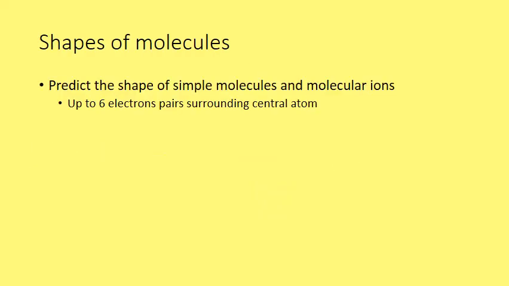So that's it for this video lesson. A lot of memory work involved, I'm afraid, but you just got to get to it. So as usual, to finish, we will just recap the learning objective. That was to be able to predict the shape of simple molecules and molecular ions. We did NH4 plus, the ammonium ion, and we did several molecules with up to 6 electron pairs with various combinations of lone pairs and bonding pairs. And so we predicted about 12 different shapes.